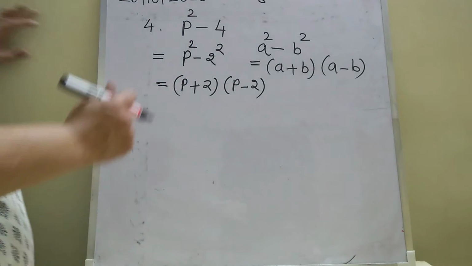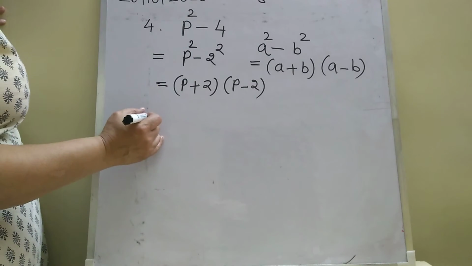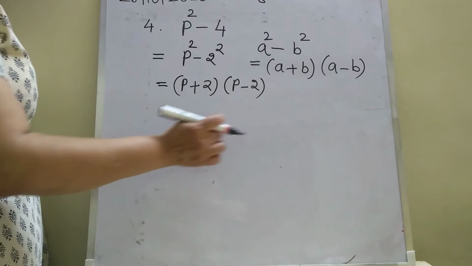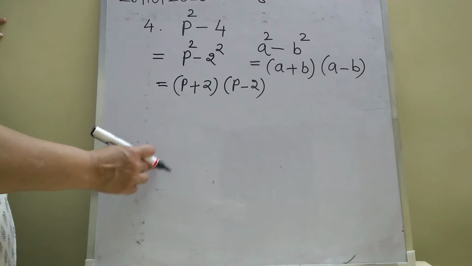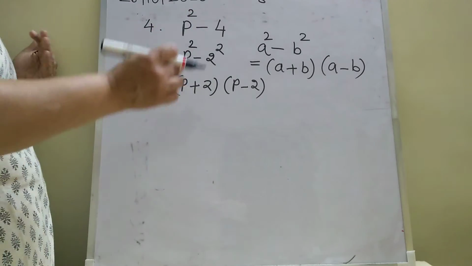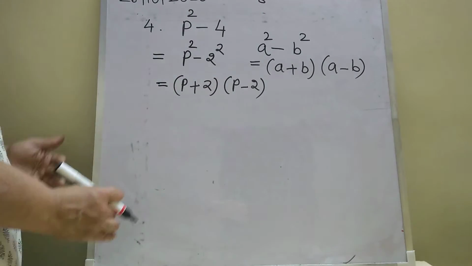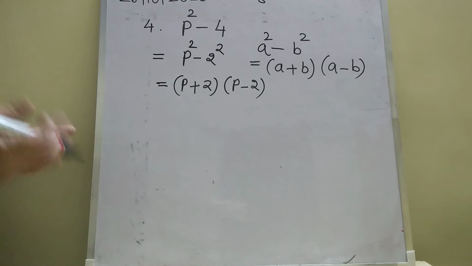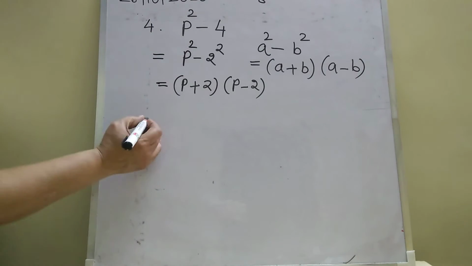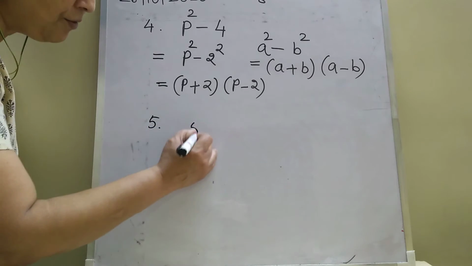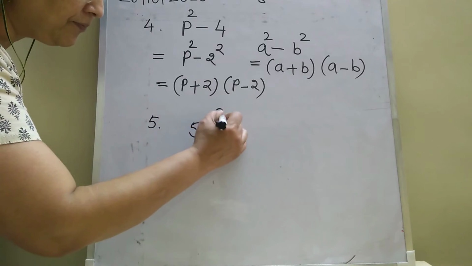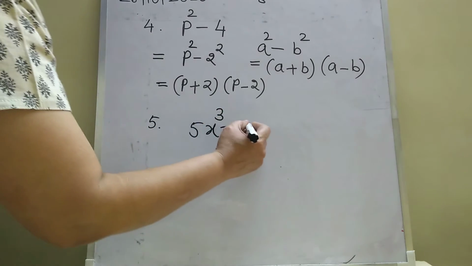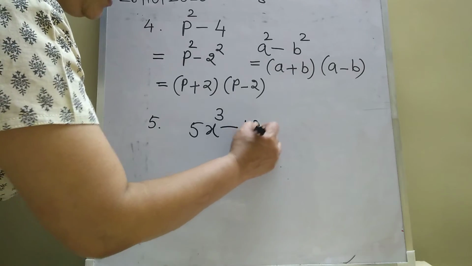Means for factorization of anything, what you will think? First you will see if anything is common. Second, you will think, can you use any identity? And then third, can you reduce the term to use the identity? See here one example, 5x cube minus, suppose say, 125x.